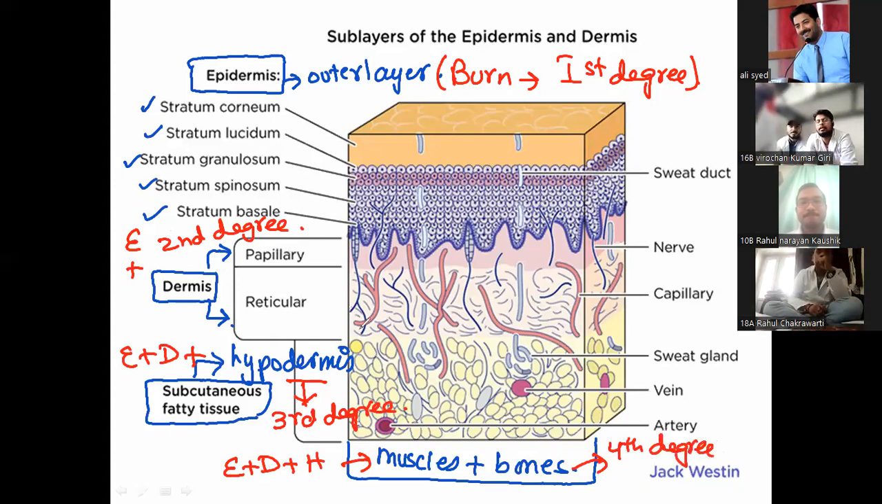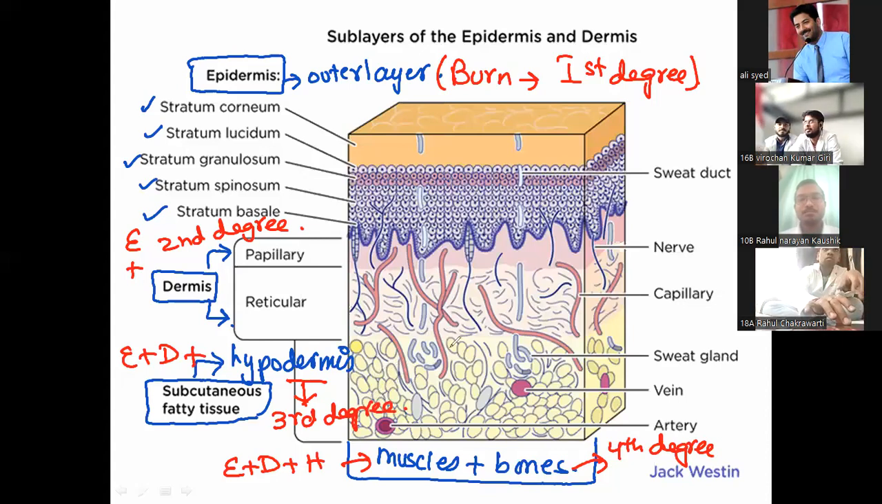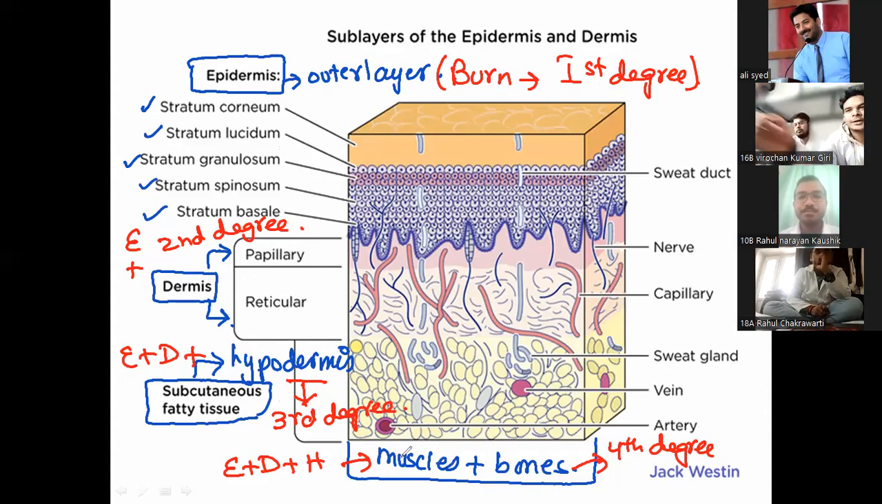Okay. So that's why these layers of the skin are important. If you remember these layers, you can easily understand that if the burn is only involving the outer layer, it is known as first degree burn. If the burn is involving the epidermis and the dermis, so 2 layers are involved, it is second degree burn. If it is involving epidermis, dermis, and hypodermis, it is your third degree burn. And if it is involving all 3 layers of the skin along with the muscles and sometimes bones also, it is your fourth degree burn. So you must understand these layers.